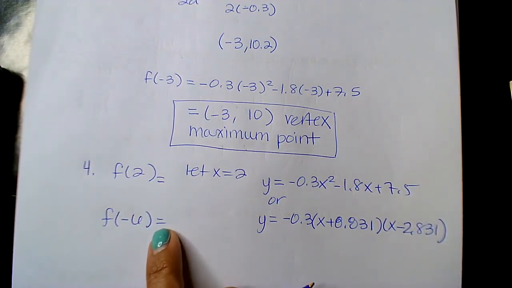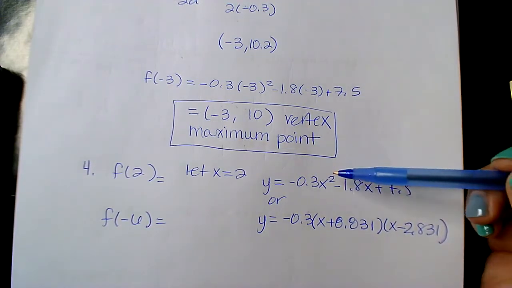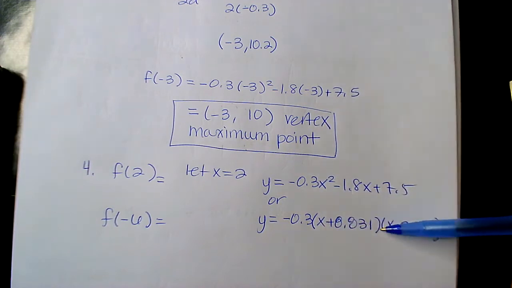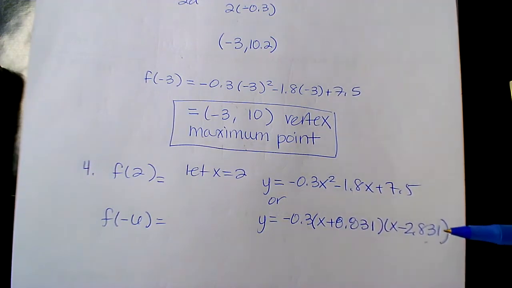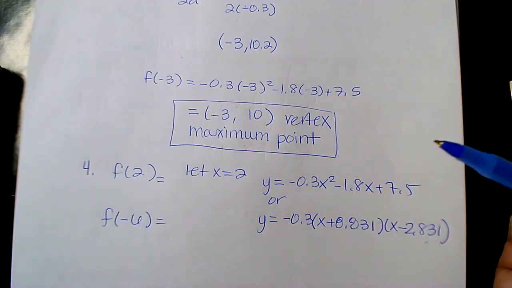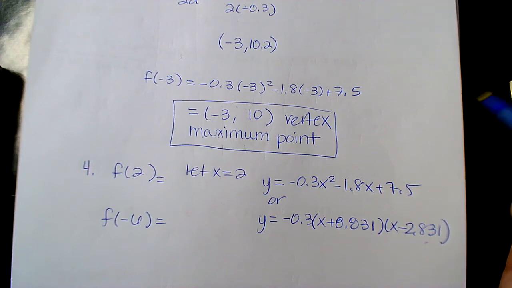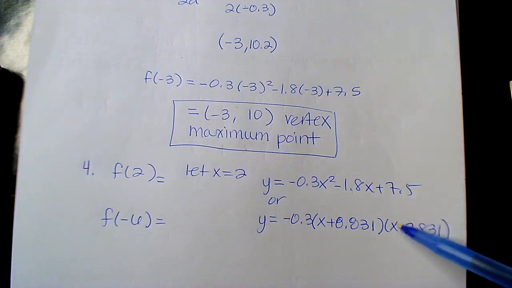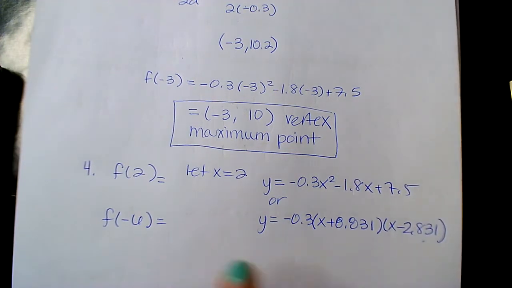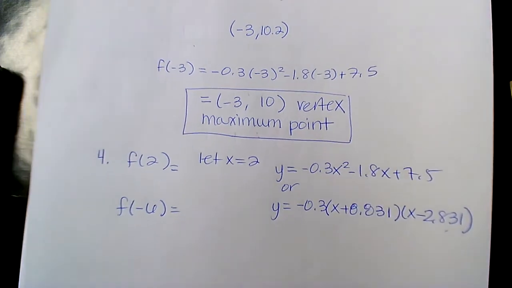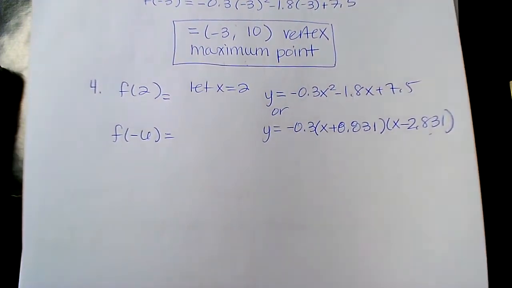If I want f of negative 6, you decide, do you want to use the standard form or do you want to use the factored form? It doesn't matter, so whatever you prefer. It's just you and the calculator. That's all you're doing. You're plugging it in the calculator, especially because of the decimals. Okay, that's super quick. You guys can do that. The other two are a little trickier.